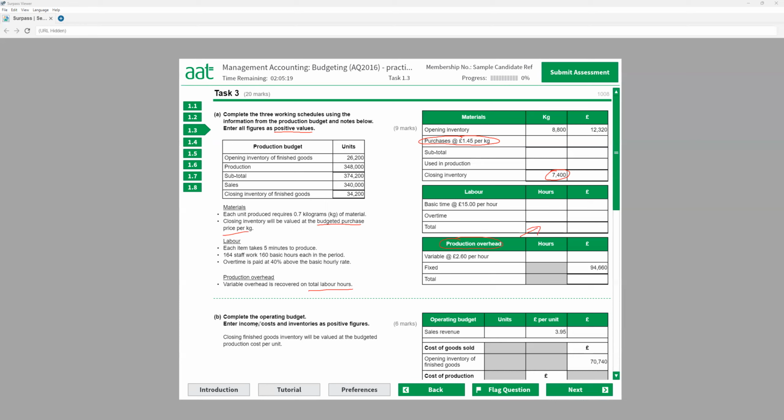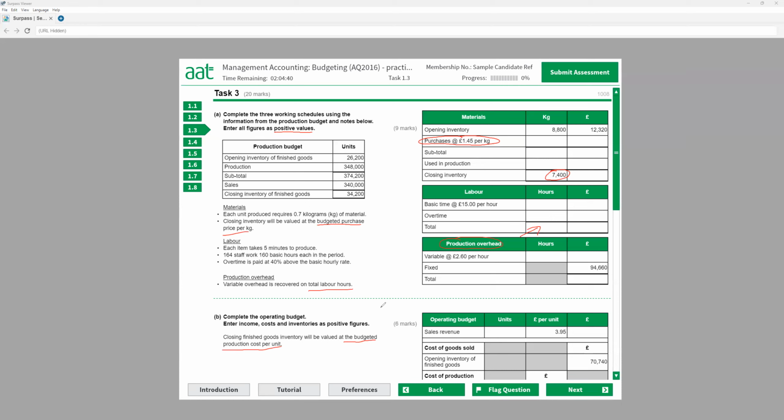All right, then part B says complete the operating budget. Enter closing inventory as positive. Closing finished goods inventory will be valued at the budgeted production cost per unit. So first we have to calculate how much the budgeted cost per unit is. Then we can multiply it by the number of units we have for the closing inventory, and that will give us the value of the closing inventory.